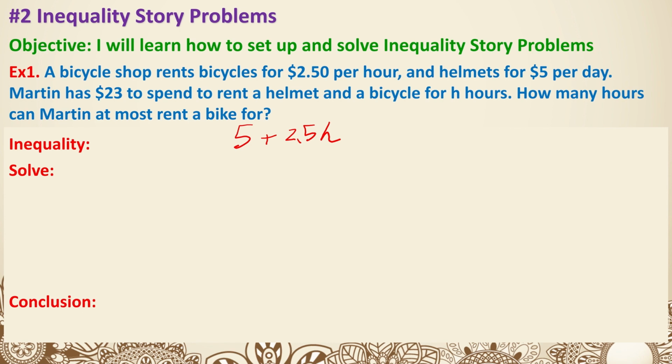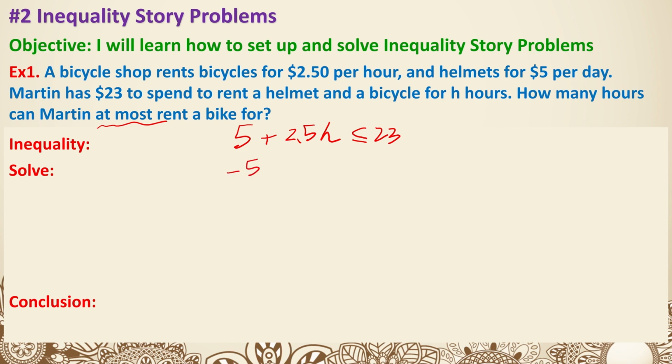The question said at most rent a bike for. At most means it cannot go over that. Besides, if it's a budget, that means you don't have any extra money. You don't have $24. So it has to be less than or equal to 23. We're going to solve that.